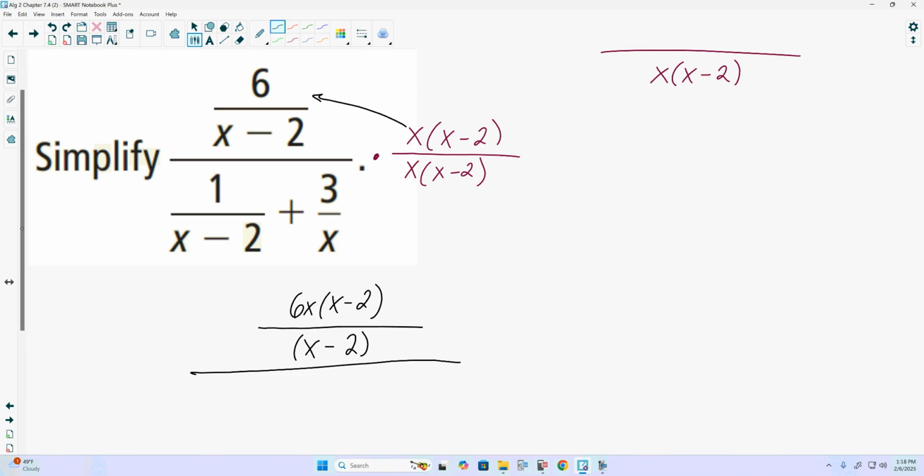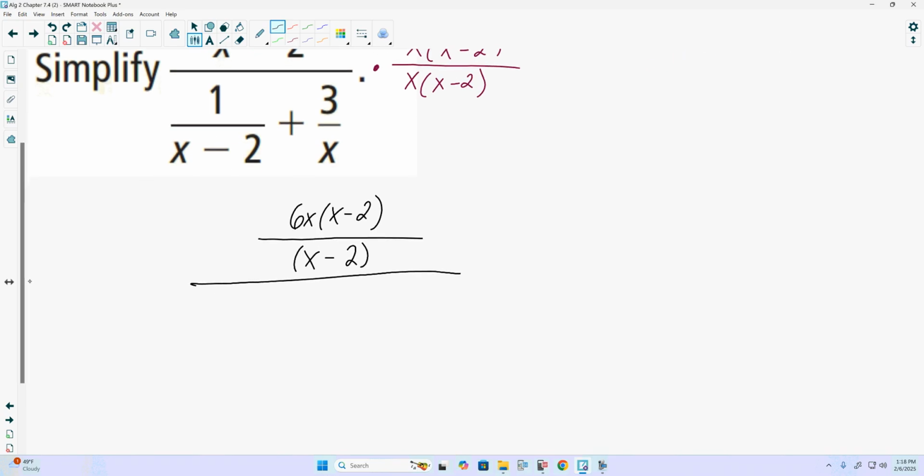We're going to do the same thing on the bottom. We multiply this x times x minus 2 with our 1, giving x times x minus 2 over x minus 2, plus our x times x minus 2 when multiplied by our 3 gives us 3x times x minus 2 all over x.